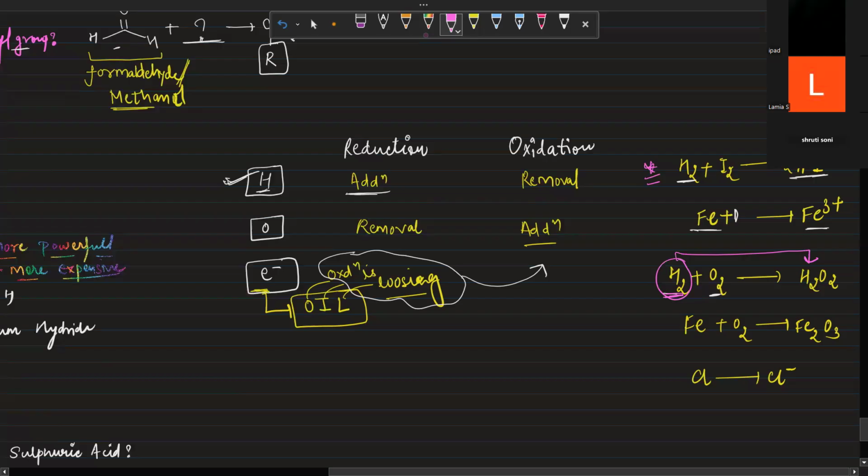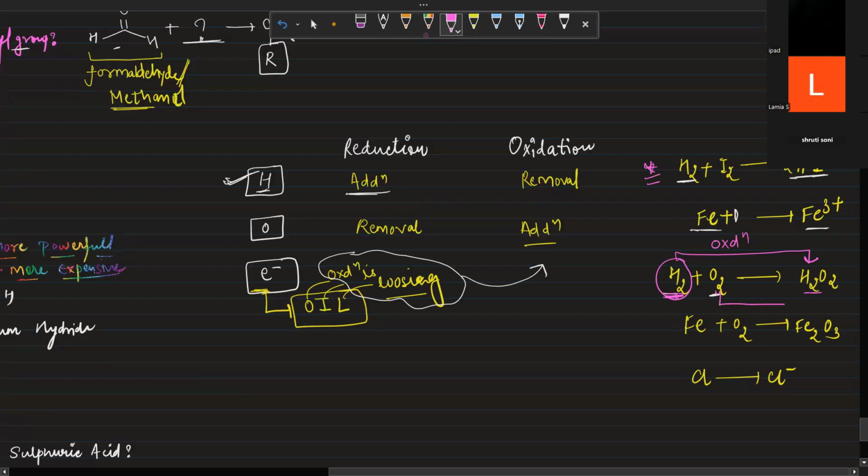So in case of hydrogen, there is H2 and H2. So do we add hydrogen here? No, I think we're adding oxygen, right, to the hydrogen. Yes. So if addition of oxygen takes place, then it's oxidation. Oxidation. Okay, so from H2 to H2O2, that is oxidation.